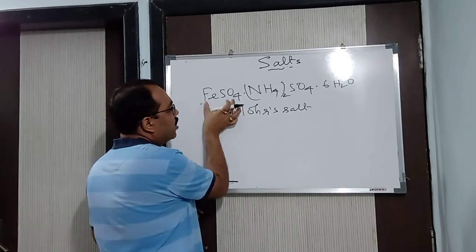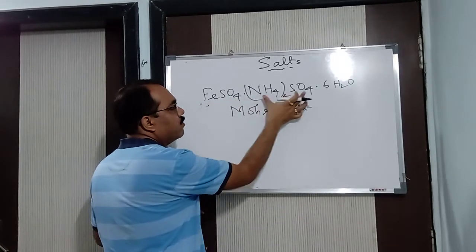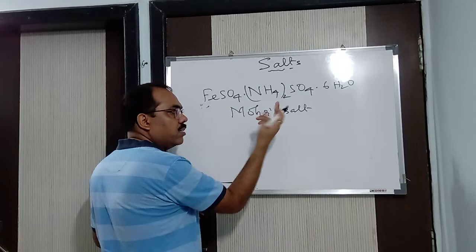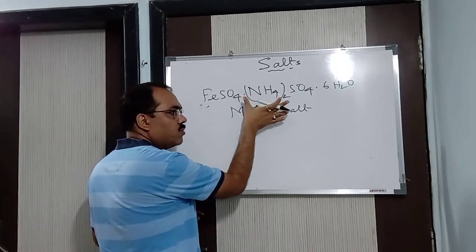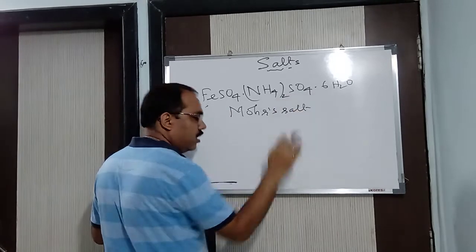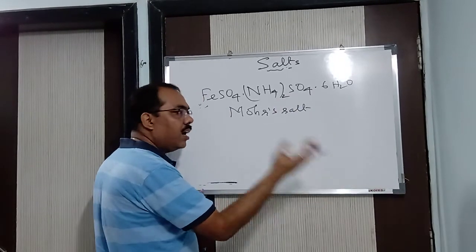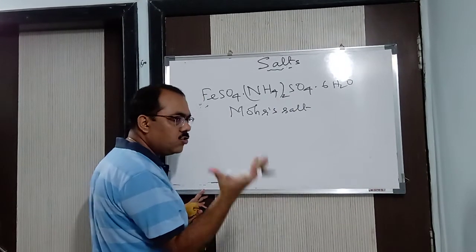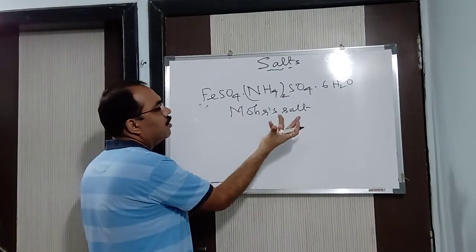This is known as a double salt. It is made up of two salts, ferrous sulfate and ammonium sulfate. We take two saturated solutions of the salts, mix them up, and get another salt. Then you go for crystallization. Upon crystallization, the salt which you get is known as the double salt.